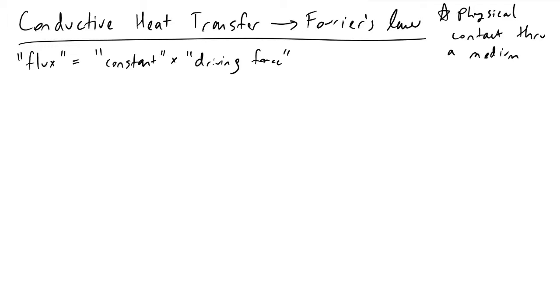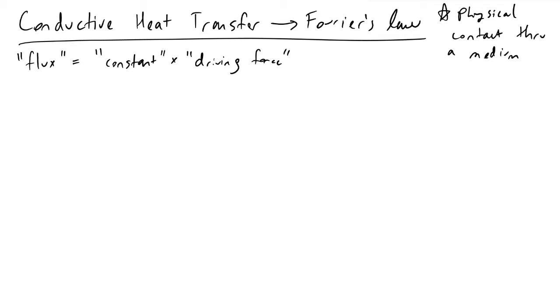And the difference between conductive heat transfer and convective heat transfer is that in convective heat transfer we're dealing with moving fluids that are transferring heat away from something, but in conductive heat transfer we're dealing with direct contact. So that's what I want you to remember when you think of conduction. You think direct contact of two materials.